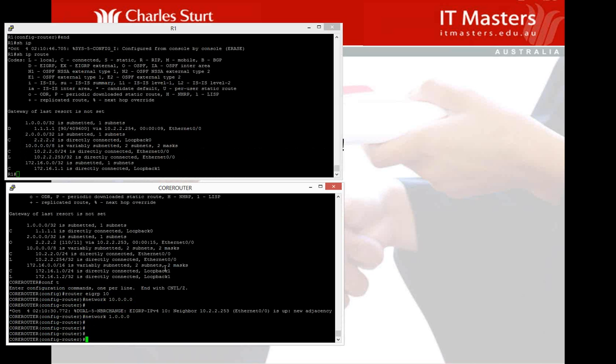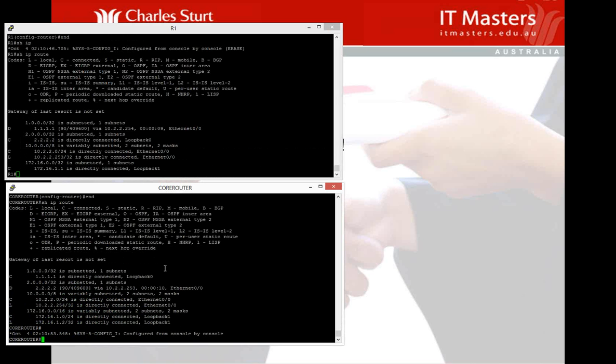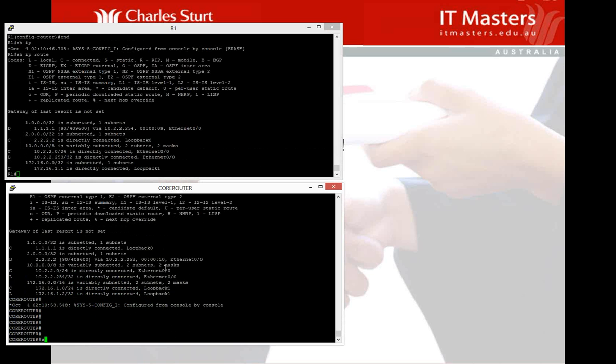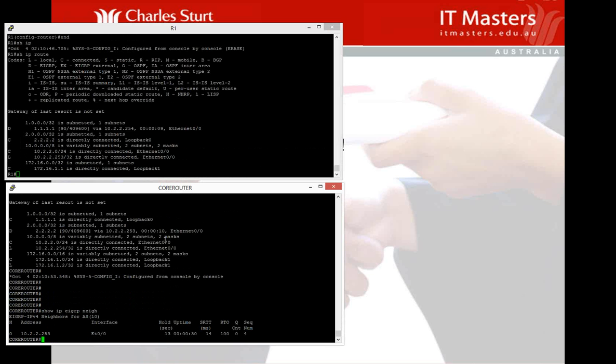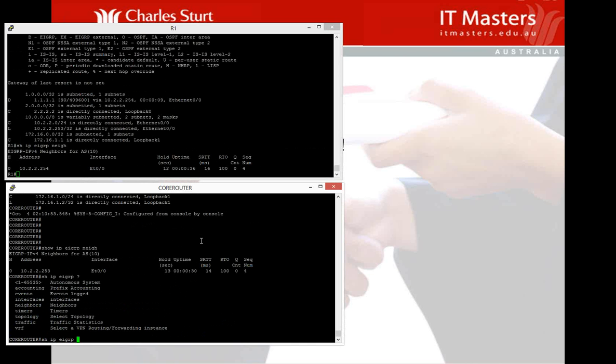Okay, so you'll see, there we go, our EIGRP routes are back in again. If I go show... okay, we've got our neighbours. So again, this is the same sort of thing as with OSPF. And again, you can do the show ip eigrp and hit the question mark and look at topology, your neighbours, and just the general settings.